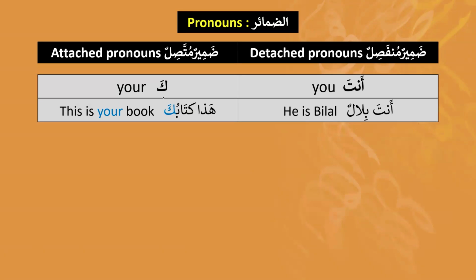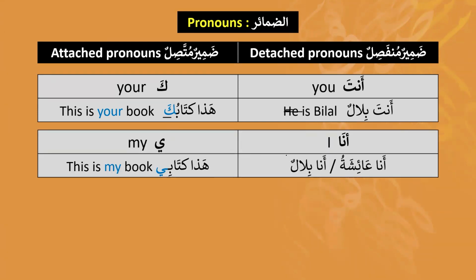Now, if you remember in lesson number 1, we learned about anta and ka. For example, anta bilalun, you are Bilal. Hada kitabuka, this is your book. Here, when we say ka, this is used for possession. So why do we need to use the attached pronouns? We use the attached pronoun when we talk about the possession of something, when we own something.